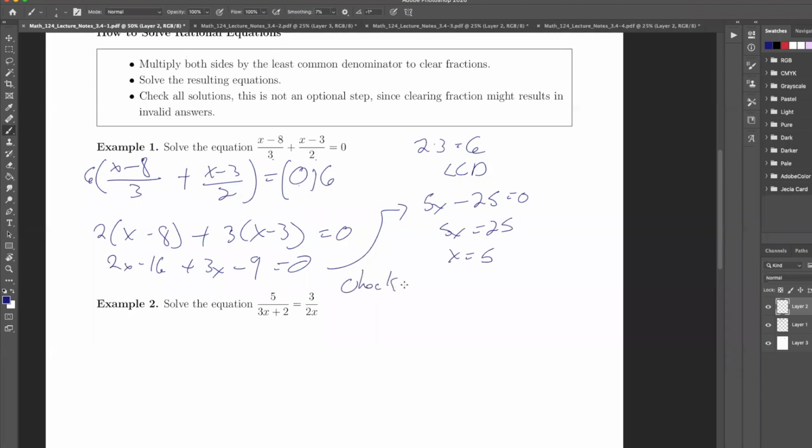I'm going to check it real quick. It'll be 5 minus 8 over 3 plus 5 minus 3 over 2. Well, 5 minus 8 over 3 is negative 3 over 3, so this is minus 1. This is 2 over 2, so this is plus 1. That indeed equals 0, so we're good to go. So this works out. So that's what we do.